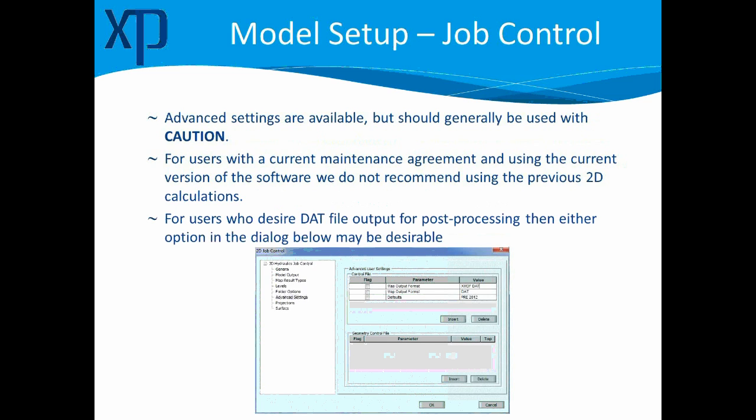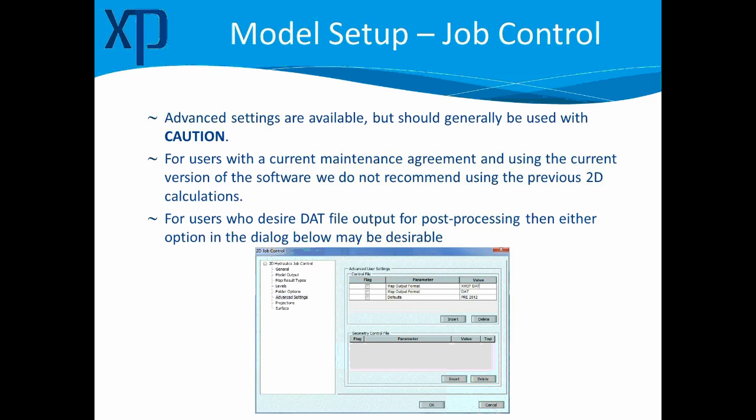Under the advanced settings in 2D job control, we have a few parameters here, and we do make note that those parameters should be used with some degree of caution. For users who have older models that may be opened up in newer versions, you may see in particular the defaults pre a certain year, pre-2012, 2009 for example, and we would certainly recommend if you are upgrading that model into the more recent versions of the software, that you avoid using those parameters. That's something you should look for when migrating your models.